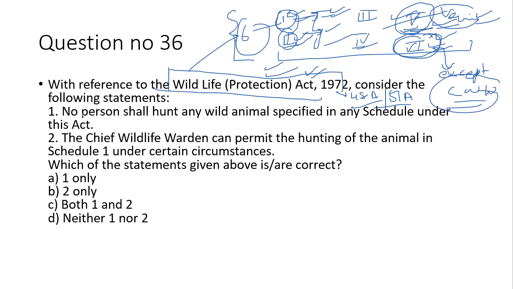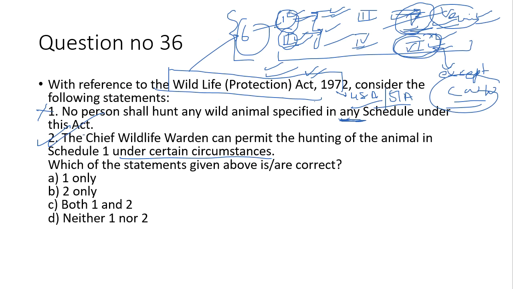Now the first statement is: no person shall hunt any wild animal specified in any schedule. So this statement is wrong again because of this word, any schedule. See, the schedule 5 animals can be hunted. The next statement: the chief wildlife warden can permit the hunting of animals in schedule 1 under certain circumstances. See, this statement is right.